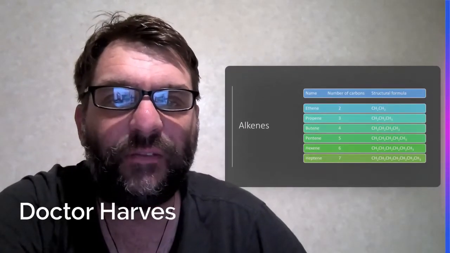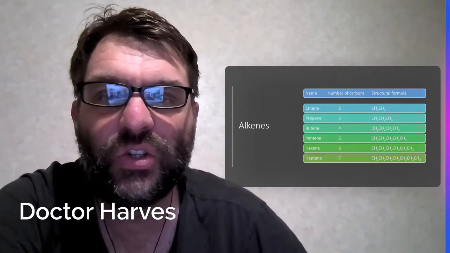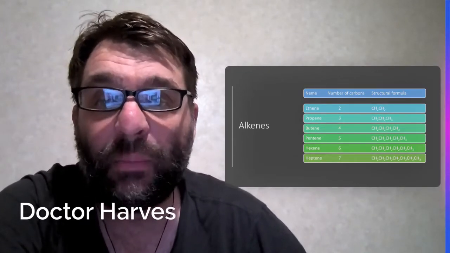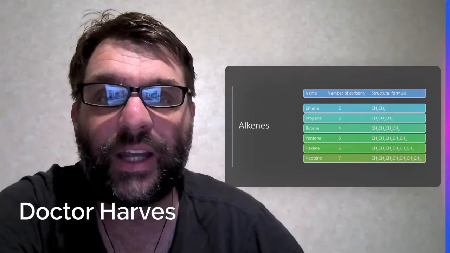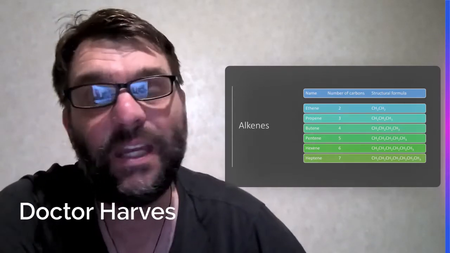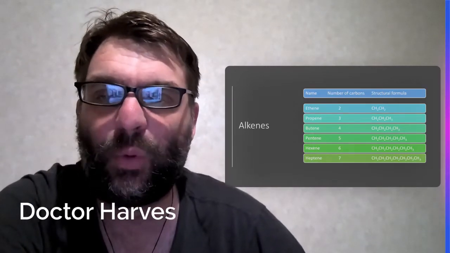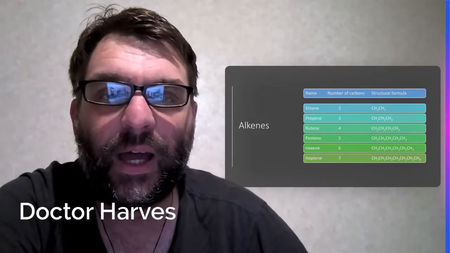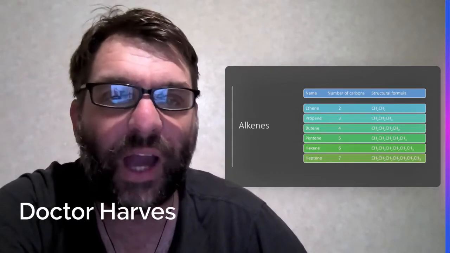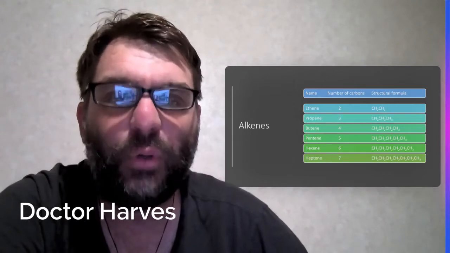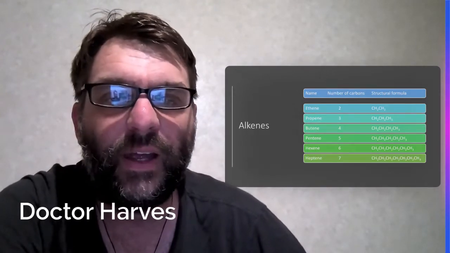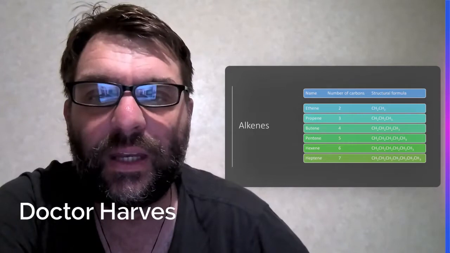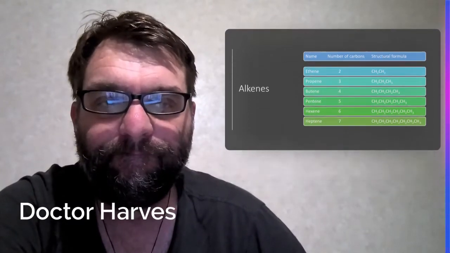So these are the first 7 alkenes, using the same numbering system as you would with the alkanes, except you can't have methane because you need a carbon-carbon double bond, so you need at least 2 carbons. So ethene is the alkene with 2 carbons, propene 3, butene 4, pentene 5, hexene 6, and heptene is 7.